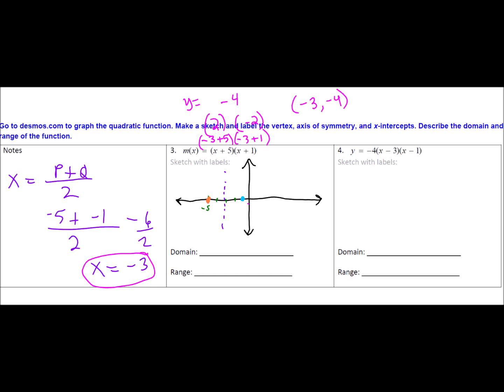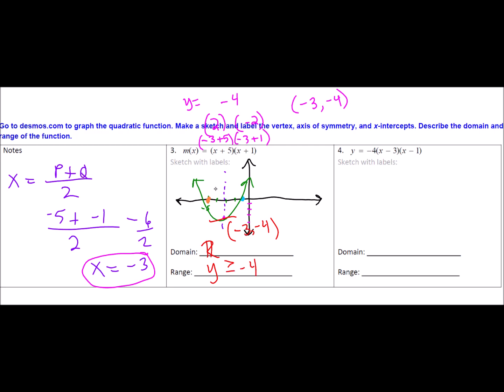So if we're just estimating here, it's about down here, something like that. So now we can go ahead and make our sketch. It's not perfect, but there it is. The domain is all real numbers because it's forever going to go left, forever going to go right. The range, though, this is our lowest point. So the vertex happens to be at -3, -4. So that means that y is going to be anything greater than or equal to -4.